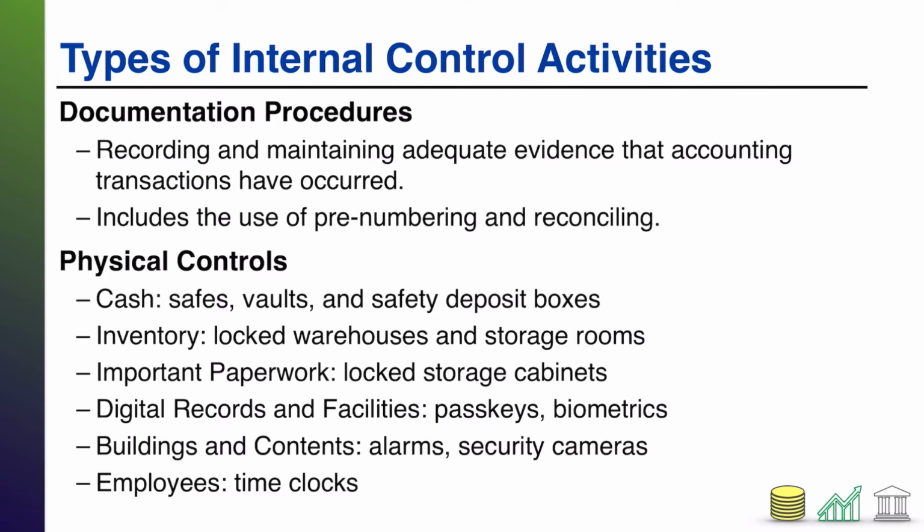So that's documentation. Physical controls are exactly what you'd think about. So when it comes to something like cash, right, that you need to physically protect, use a safe, a vault, safety deposit boxes. When it comes to things like inventory that you have to physically protect, lock your warehouse, lock your storage room. When it comes to important physical paperwork that needs to be protected, put it in locked filing cabinets. If it's not physical, if it's digital records or facilities, make sure you've got passkeys, make sure you've got biometrics, something to physically keep someone out.